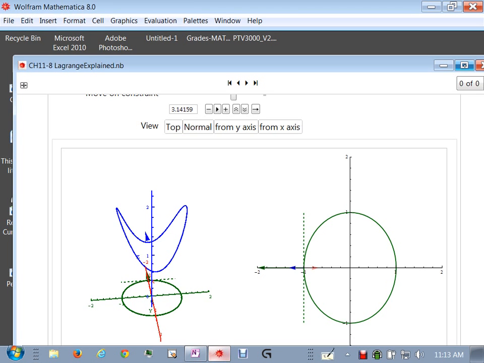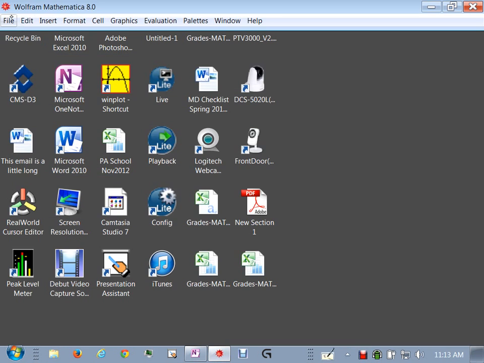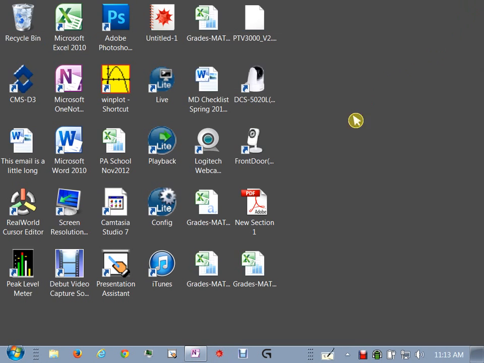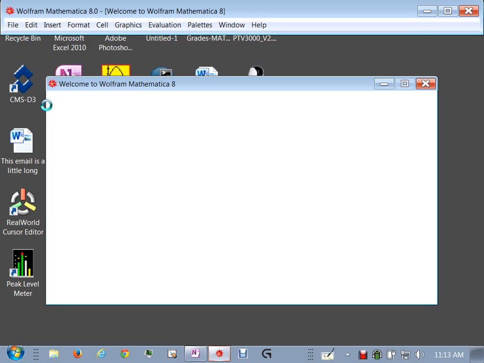Now, I lost that file, so I'm going to close this. I have to close Mathematica. Every time it happens, I have to close the whole program and reopen it.